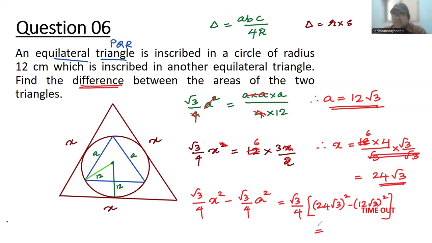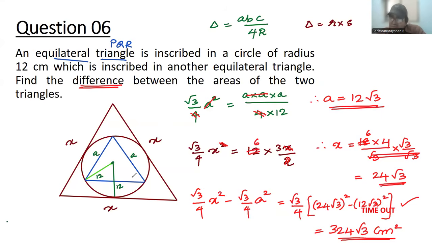So upon further simplification, when you are calculating the difference between the two, you know how much it will come? This will come here as 324 root 3. We can see that everything is given in centimeters, so you can take this as centimeters square. Okay, so just a matter of simplifying that: root 3 by 4 into 24 root 3 the whole square minus 12 root 3 the whole square. When you do that, you can see the answer will come here as 324 root 3 centimeters square.